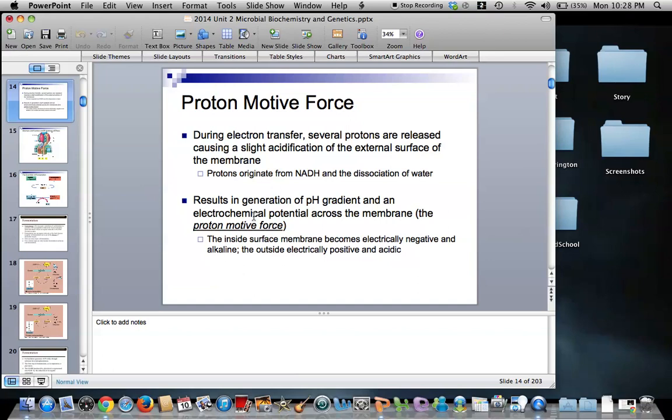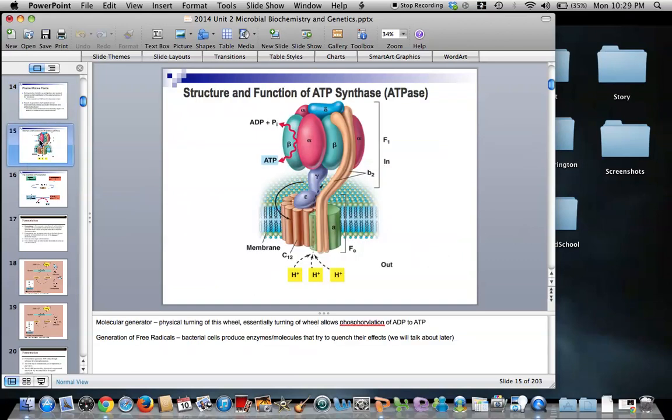So gradient, whenever there's a high concentration of something, it'll want to move to a low concentration, and so by making it higher on one side of the membrane, you make it want to move into the other side, and it can be used to do work. So the outside is going to be positive relative to the inside, which is negative relative to the outside.